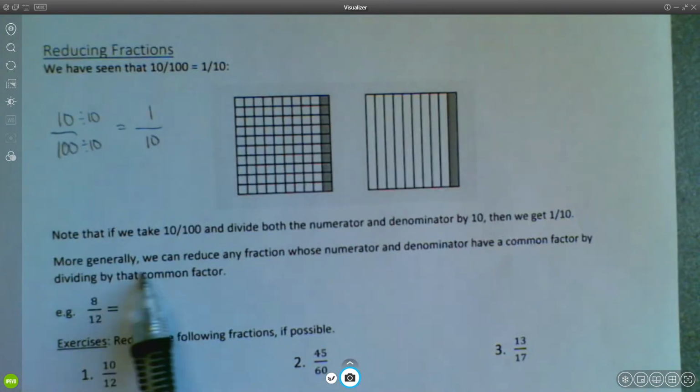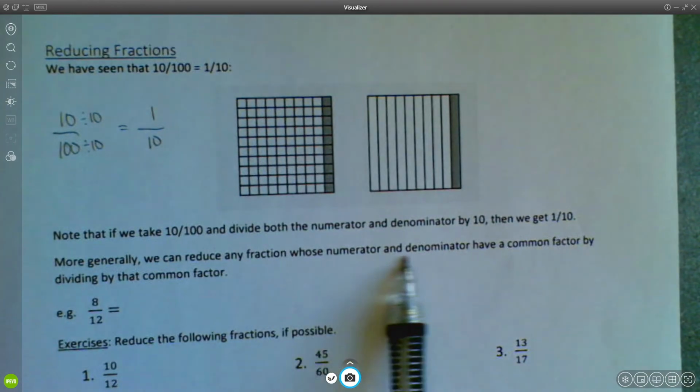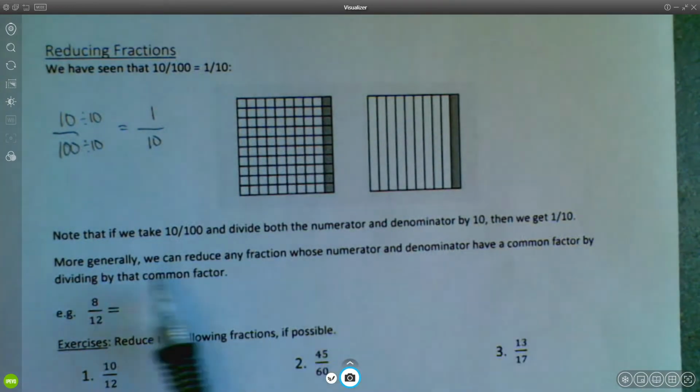So generally, we can reduce any fraction whose numerator and denominator have a common factor by dividing by that common factor. We like to take out the largest common factor we can, but if you can't think of the largest common factor, that's okay. Just reduce it, and then ask yourself if the reduced fraction can be reduced any further.